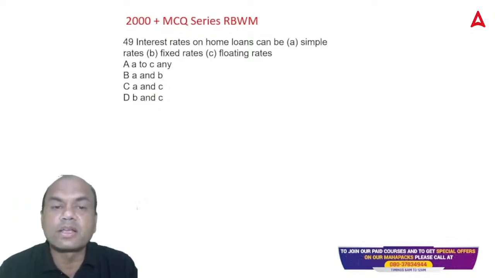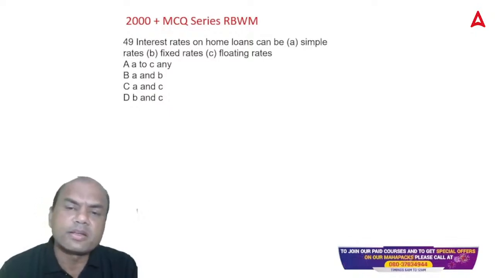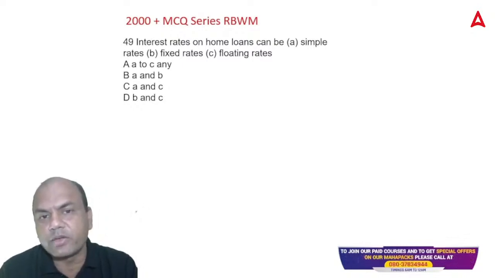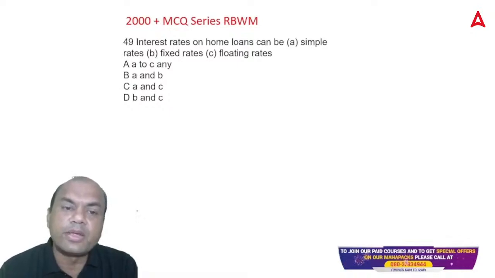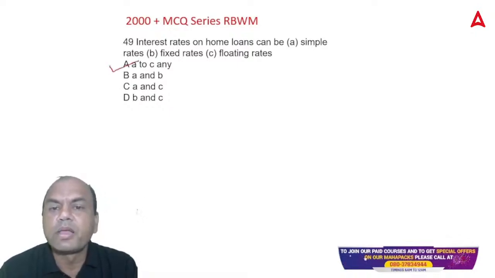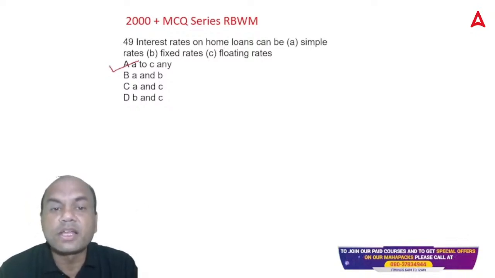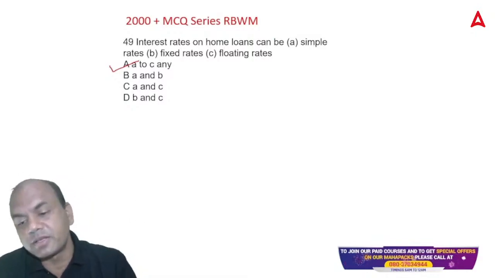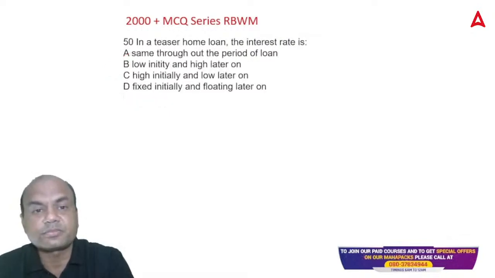Interest rates on home loans can be simple rate, fixed rate, or floating rate. So what can the interest rate be? Simple, fixed or floating, any of them is there. Simple is the basic rate of interest, so the answer will be A to C, any. It is simple rate because it is actually calculated on simple rate. It can be fixed rate, once it is fixed, then fixed. Second is floating, changing as per the latest changes in the markets.